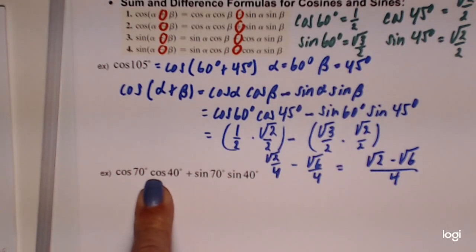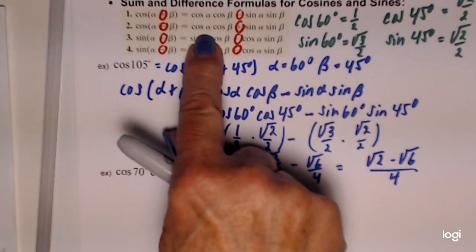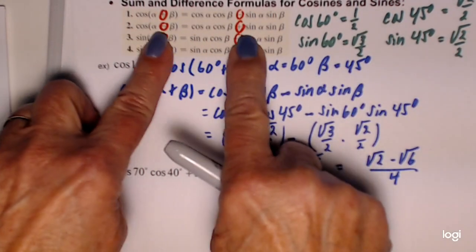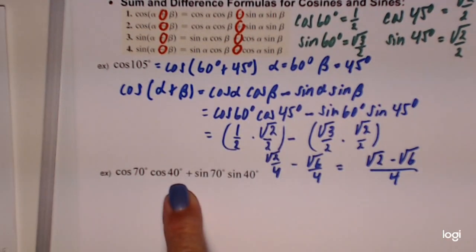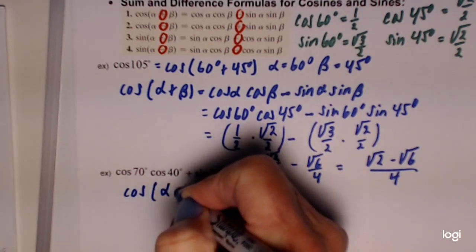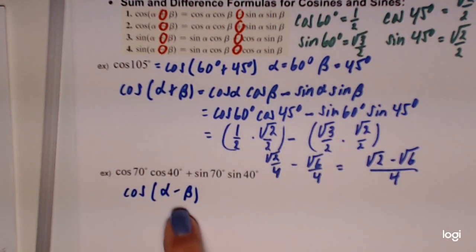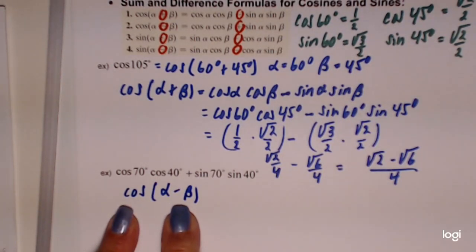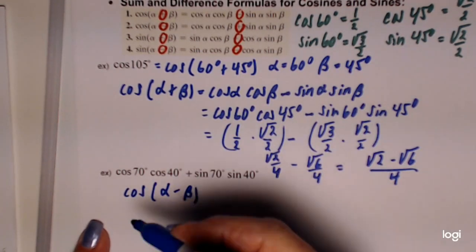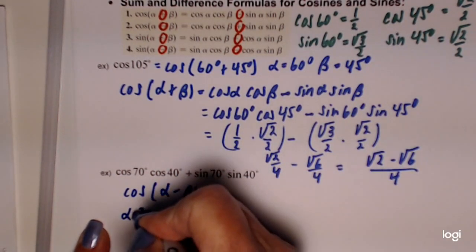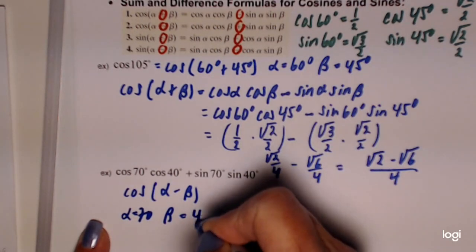We're looking at cos, sine, sine. So it's going to be one of these first two here. And because this is an addition, it's going to be this formula here. So this is the same as the cosine of alpha minus beta. So this formula here shows us the cosine of the subtraction of two angles. So let's identify our alpha and beta. So here, looking, alpha is 70 degrees, and then our beta is 40 degrees.